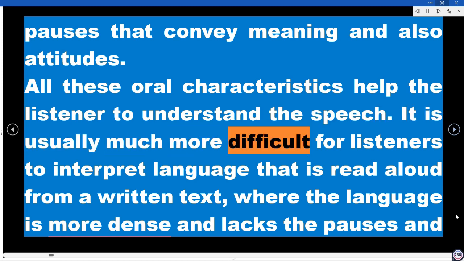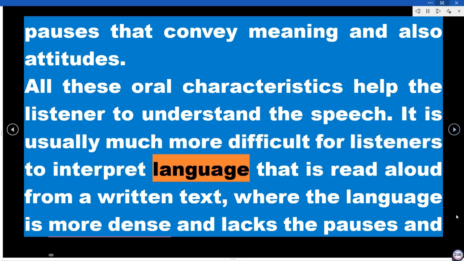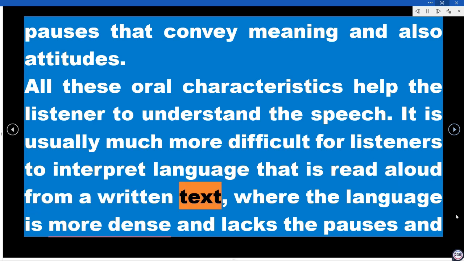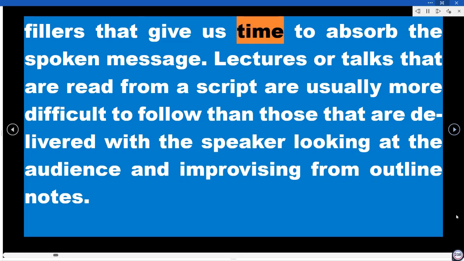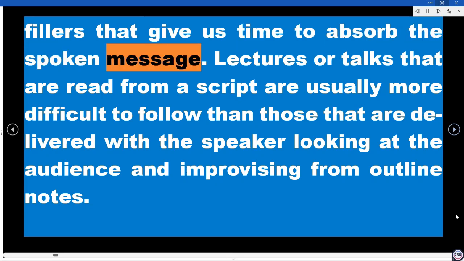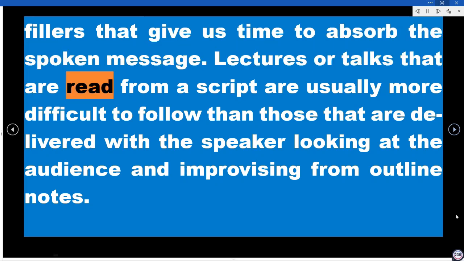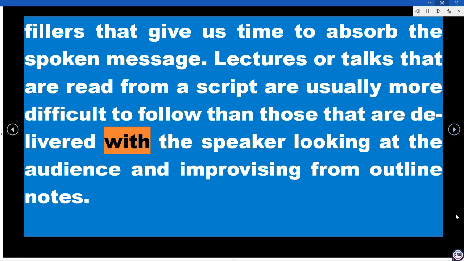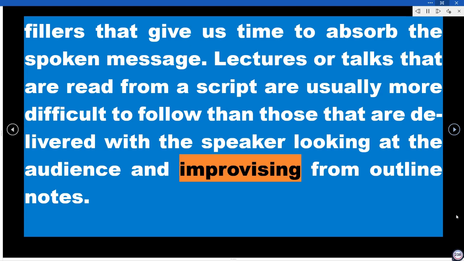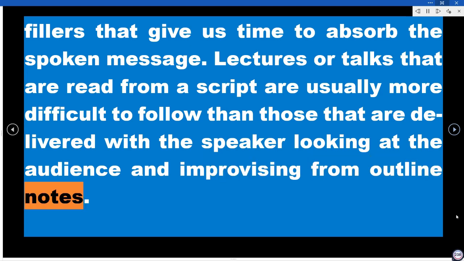It is usually much more difficult for listeners to interpret language that is read aloud from a written text, where the language is more dense and lacks the pauses and fillers that give us time to absorb the spoken message. Lectures or talks that are read from a script are usually more difficult to follow than those that are delivered with the speaker looking at the audience and improvising from outline notes.